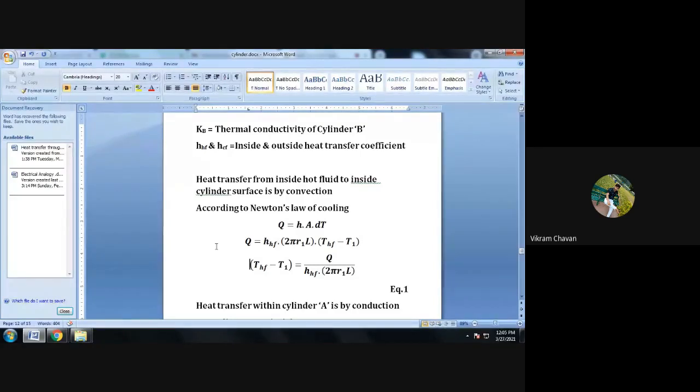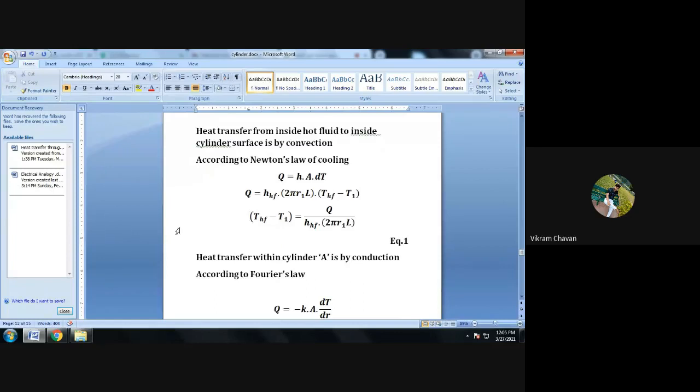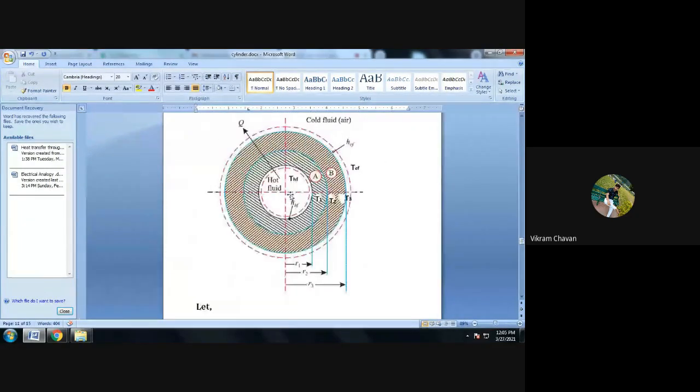Now, heat transfer within cylinder A. Considering this diagram, heat has now reached this point. Heat is flowing from the internal surface of A to the external surface of A, within the thickness of the cylinder. That heat transfer will be considered as conduction heat transfer.